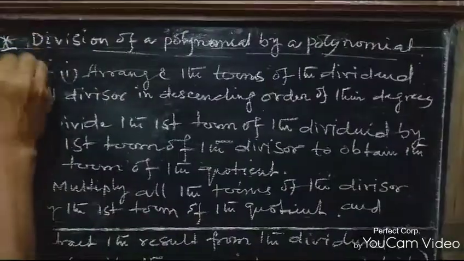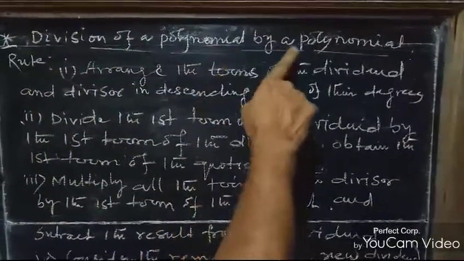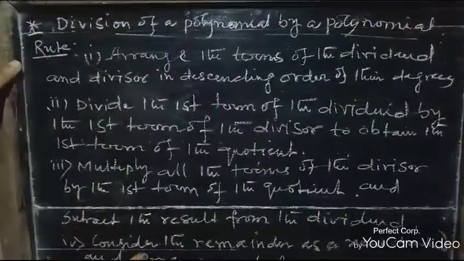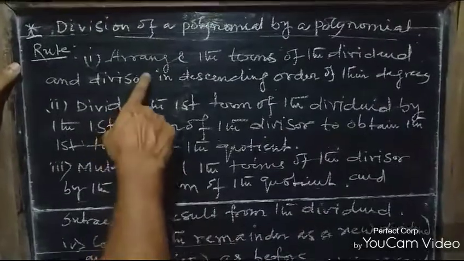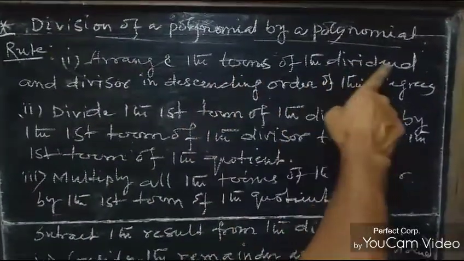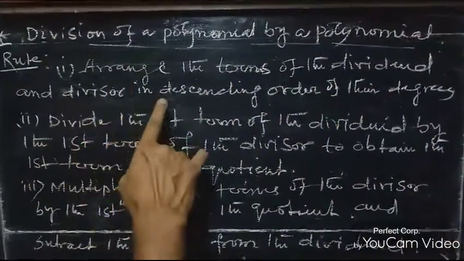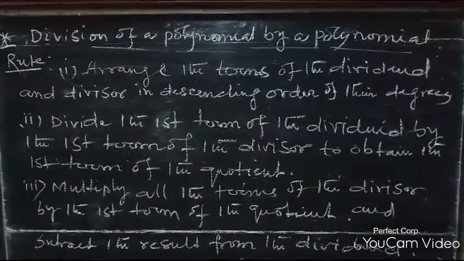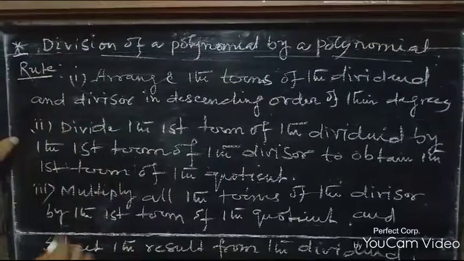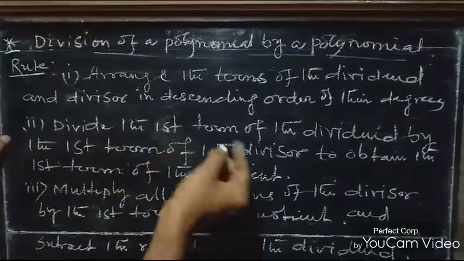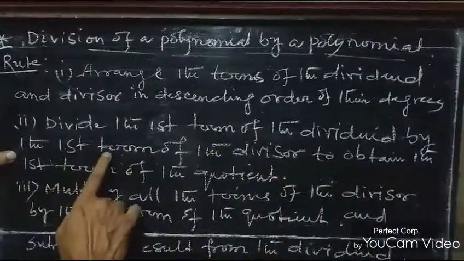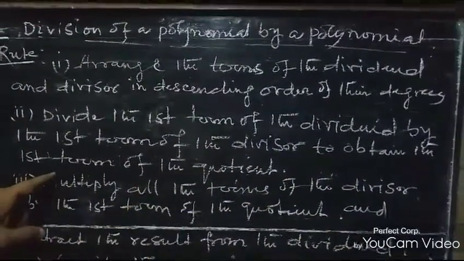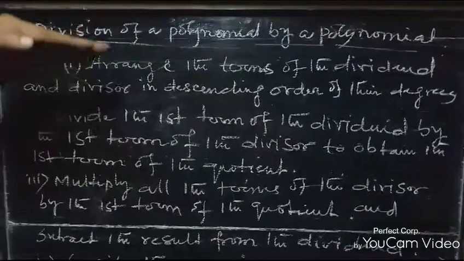This is your answer. Now, division of a polynomial by a polynomial. This is very, very important. What are the rules? You need to understand them very well. See, first arrange the terms of the dividend and divisor in decreasing order of their degrees. This is the first rule. Second, divide the first term of the dividend by the first term of the divisor to obtain the first term of the quotient.